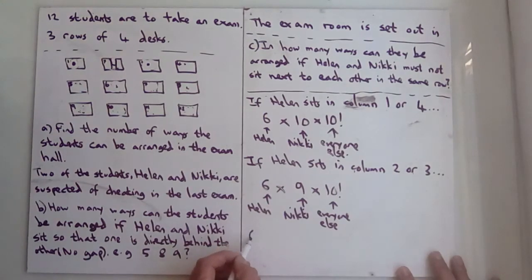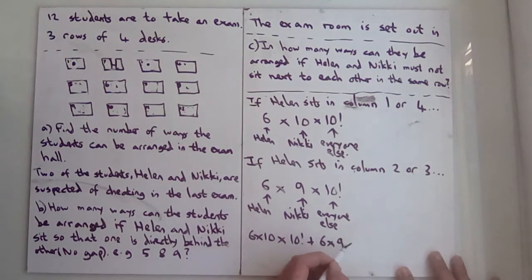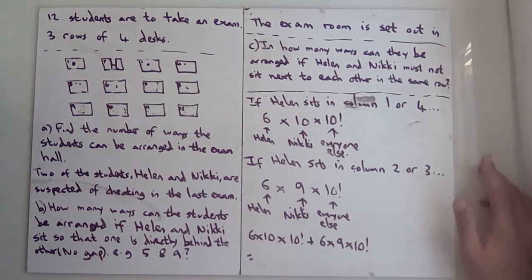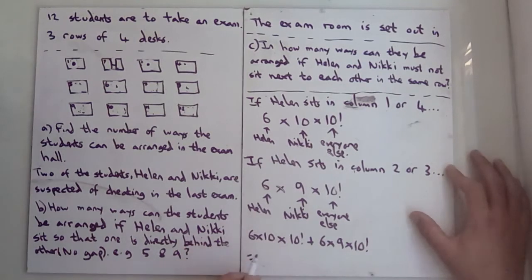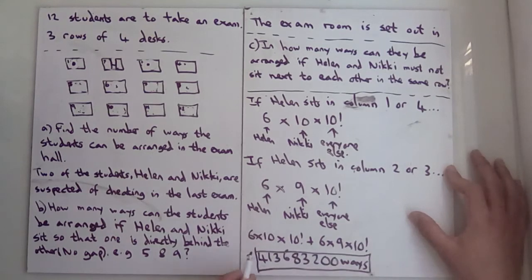So the final calculation is going to be 6 times 10 times 10 factorial plus 6 times 9 times 10 factorial. So that leaves us 413,683,200 different ways this can happen. Right, so that is one way of working it out.